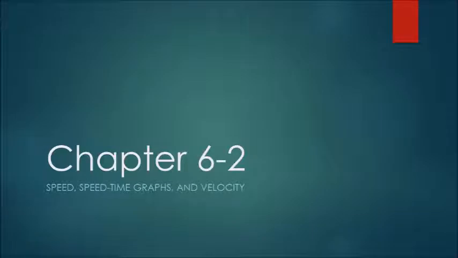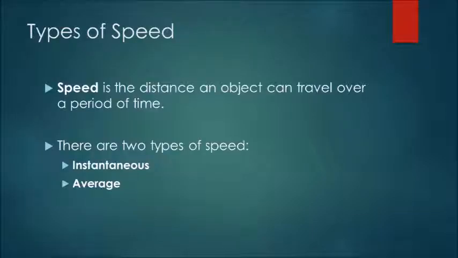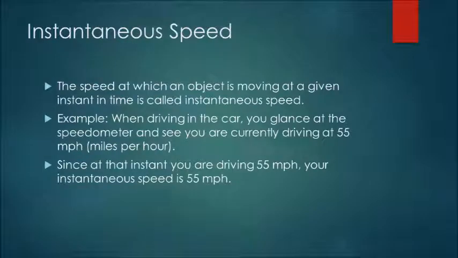Speed is defined as the distance an object can travel over a period of time. There are two different types of speed: instantaneous and average. Instantaneous speed is the speed at which an object is moving at any given instant in time. At any moment, if you were to take the speed of that object, that would be its instantaneous speed. An example is when you're driving in the car and you glance over at the speedometer and it says you're going 55 miles per hour. That 55 miles per hour is your instantaneous speed at that one instant in time.